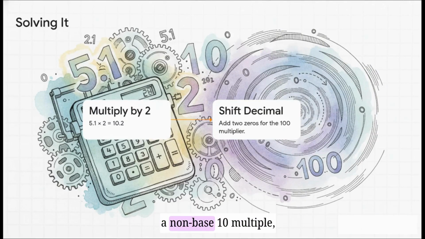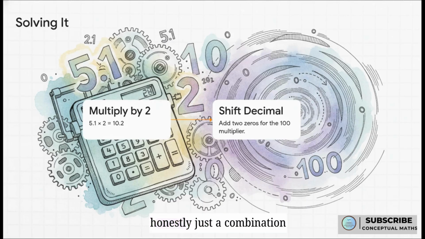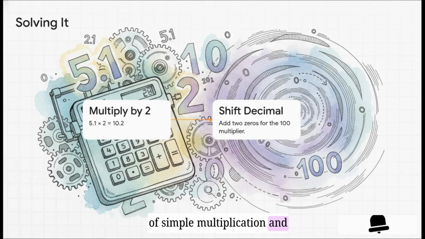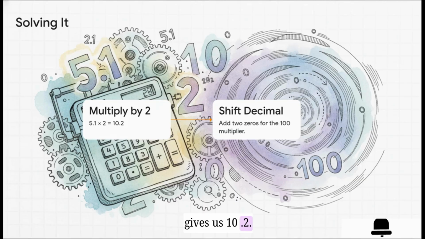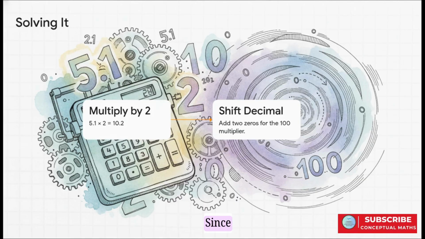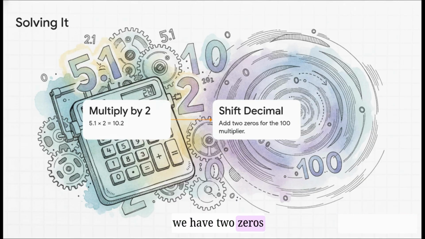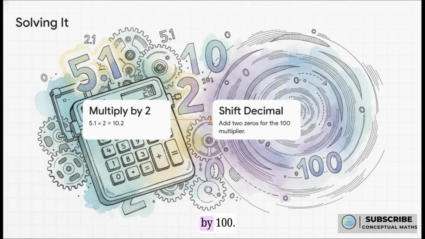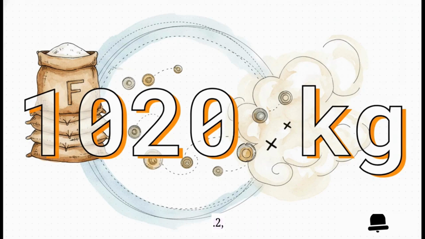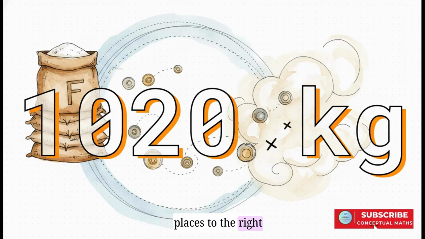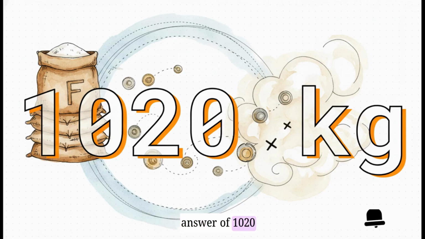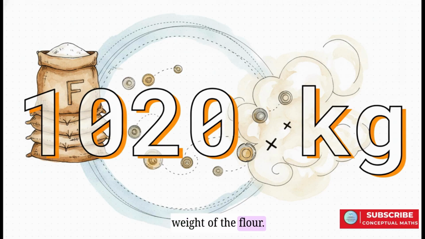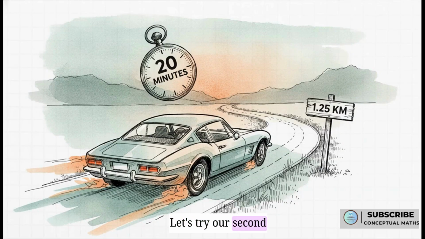Scaling a decimal by a non-base 10 multiple, like 200, is honestly just a combination of simple multiplication and our familiar zero shift rules. Step 1. Just multiply the decimal 5.1 by the digit 2. That gives us 10.2. Step 2. Apply our shift. Since we're multiplying by 200, we have 2 zeros to deal with. That's exactly like multiplying by 100. So we take that 10.2, shift the decimal 2 places to the right for those 2 zeros, and there it is, the incredibly satisfying final answer of 1,020 kilograms for the total weight of the flour. Easy, right?